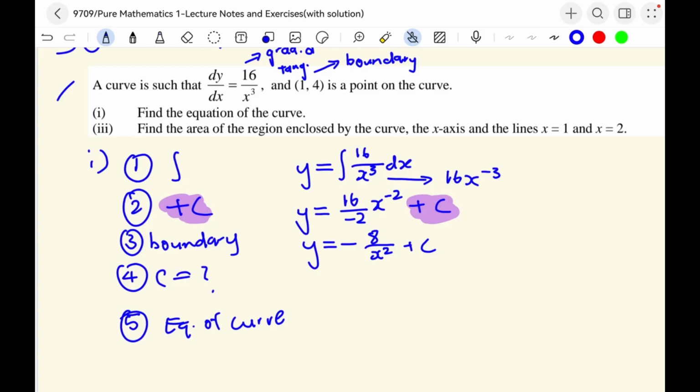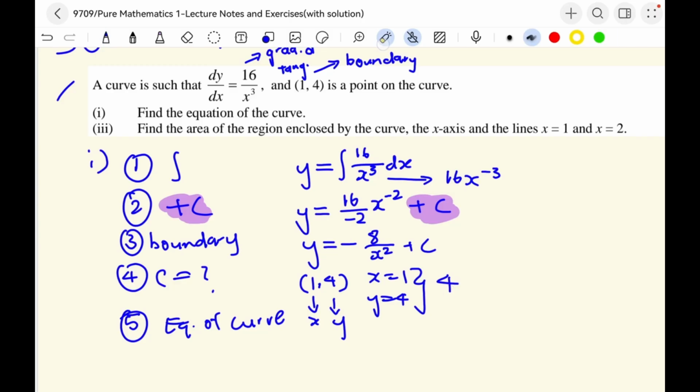Boundaries, right? Where are the boundaries? The points 1, 4. The x and the y. x equals 1, y equals 4. So 4 equals negative 8 divided by 1 squared plus c. Obviously, this is negative 8. Add 8 to both sides: 4 plus 8 gives you 12, and the negative 8 cancels, so c equals 12.